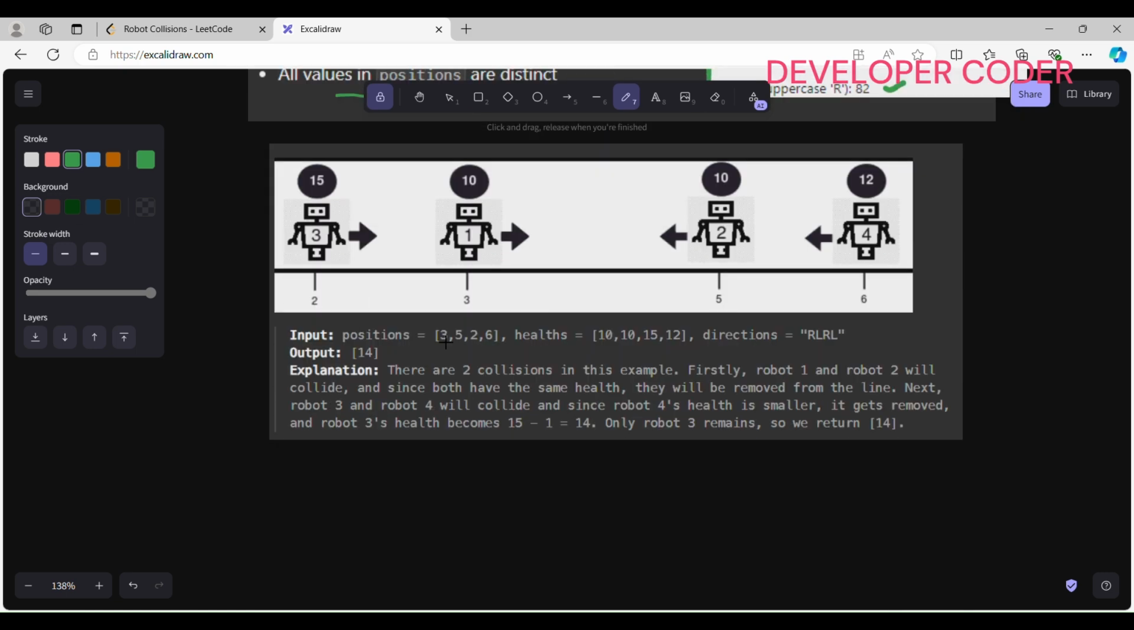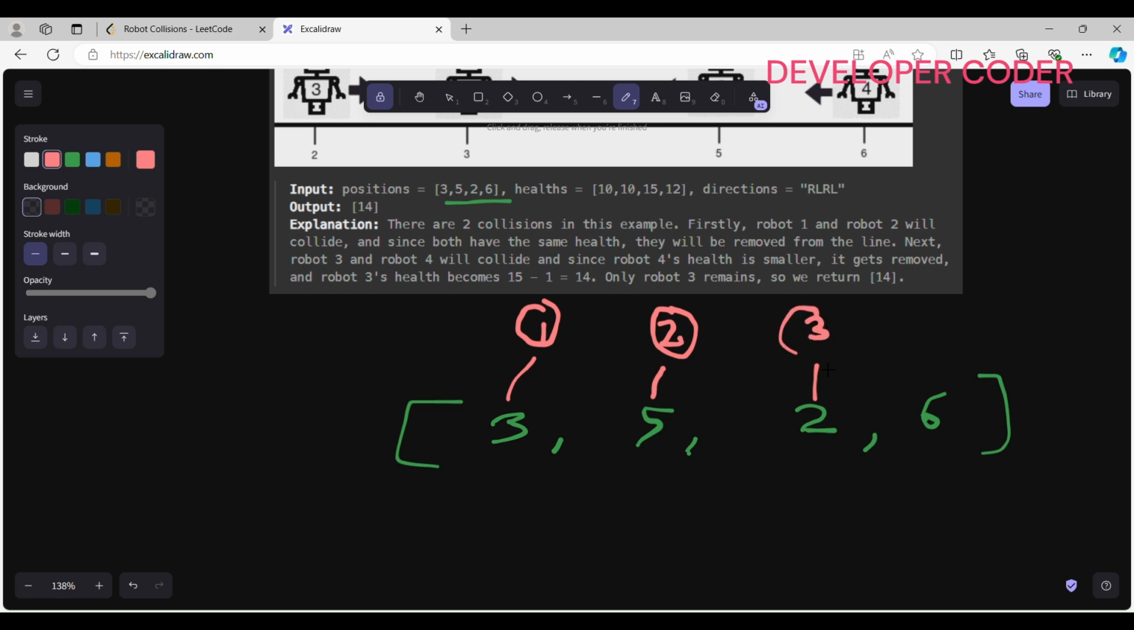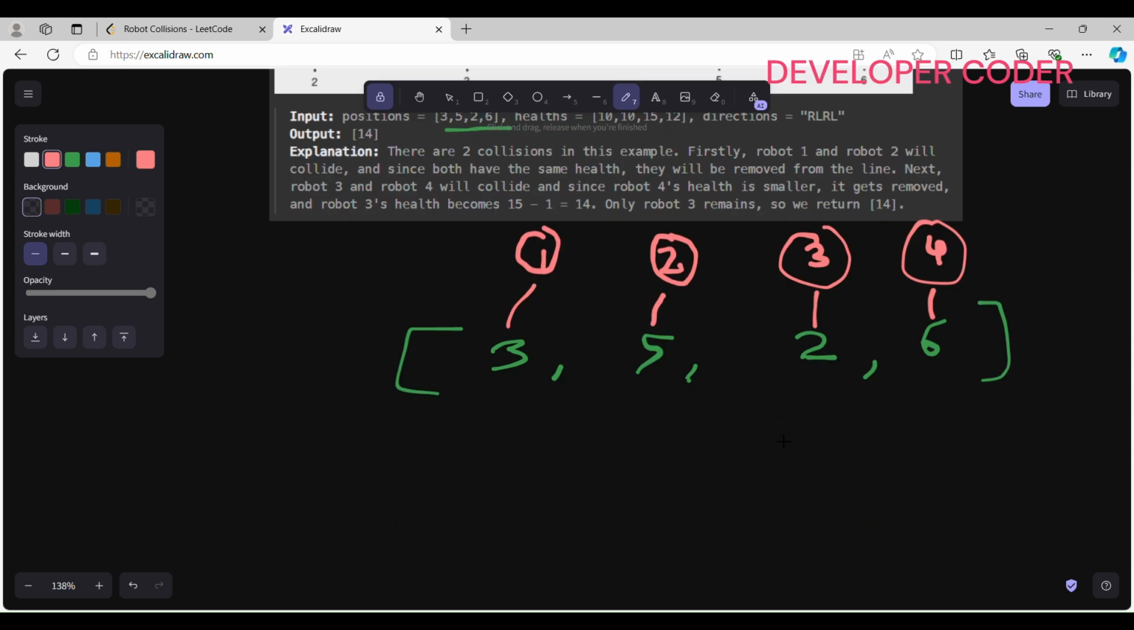First see the positions array: 3 5 2 6. Here 3 means the position of robot 1, 5 is the position of robot 2, 2 is the position of robot 3, and 6 is the position of robot 4. Now I'm going to create a positions-type array. This is my first position, second position, third position, fourth position, fifth position, and sixth position.